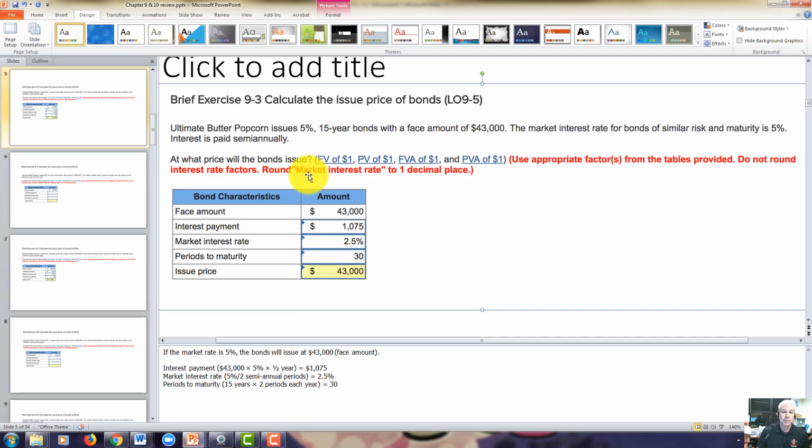So again, if we were using tables, we would use 30 periods, 2.5% market rate to find the correct factors if we were doing present value factors. Note that in a lot of your homework problems, you'll be given the tables. You need to know which table to click on. You need to know the right type and subtype: future value of a single amount, present value of a single amount, future value of an annuity, present value of an annuity. You have to know the correct tables to use.